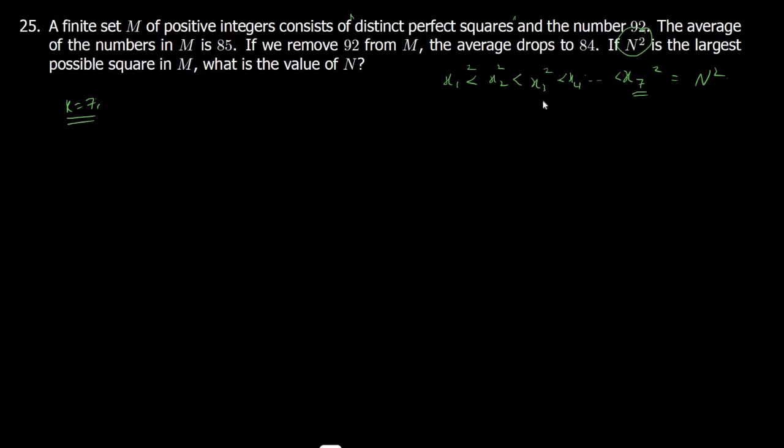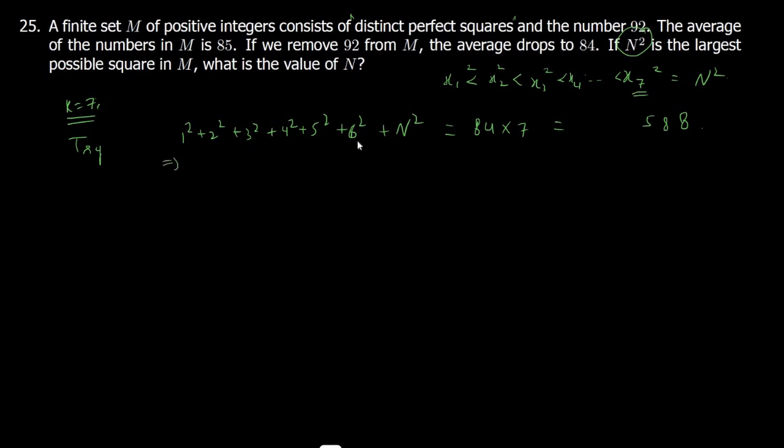Now which are the smallest natural numbers? Let's take x1 to x6 to be 1 to 6. So we are trying one thing where x1 is equal to 1. So 1 square plus 2 square plus 3 square plus 4 square plus 5 square plus 6 square plus n square, and this is equal to 84 times 7, because your average is 84. So what is 84 times 7? 7 fours are 28 and 7 eights are 56. 56 plus 2 is 58.